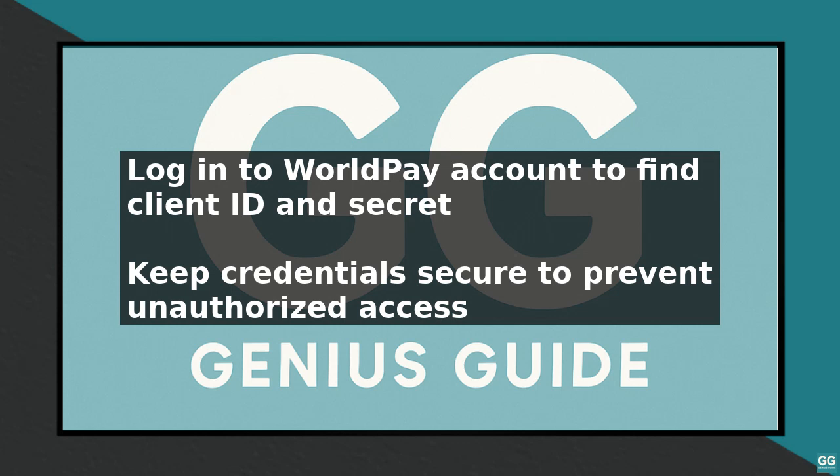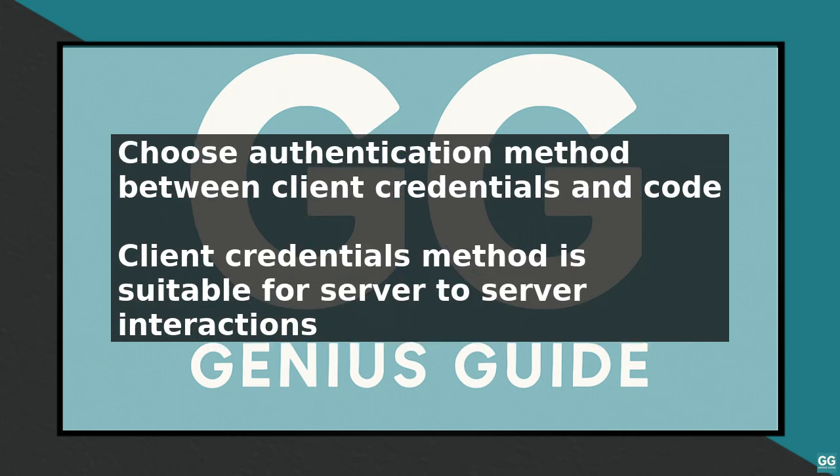To authenticate using the client credentials method, you need to send a POST request to the WorldPay token endpoint. Include your client ID and client secret in the request body, and set the grant type to client credentials. The response will contain an access token that you can use to authenticate your API requests.